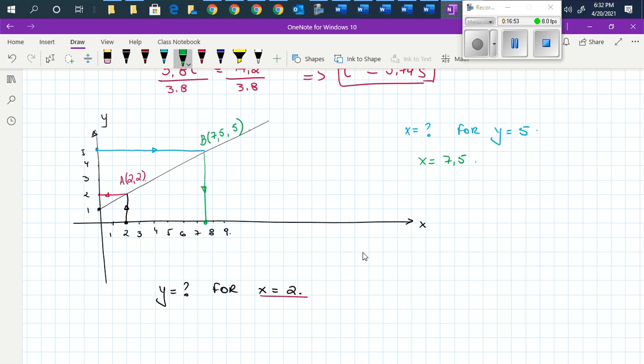Or if the x, the horizontal, is given, then you will go vertically until you reach the graph, and then horizontally until you reach the y-axis. You will read that value, and that will be the y value for that point. Okay, I hope that this makes sense. We will deal with it even in class. So if you have any questions, please bring them to class and I will see you there.